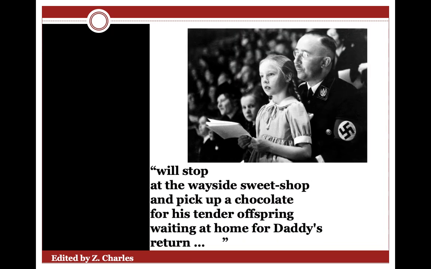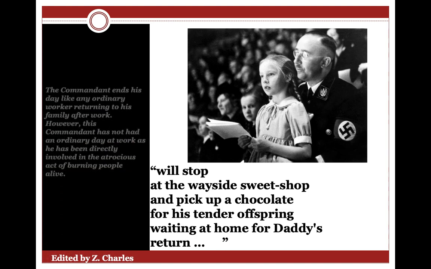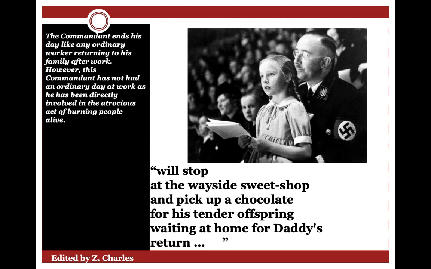And that man will stop at a wayside sweet shop and pick up a chocolate for his tender offspring waiting at home for daddy's return. So the commandant ends his day like any ordinary worker returning to his family after work. However, this commandant has not had an ordinary day at work. Why? Because we know that he was directly involved with the atrocious act of burning people alive all day.